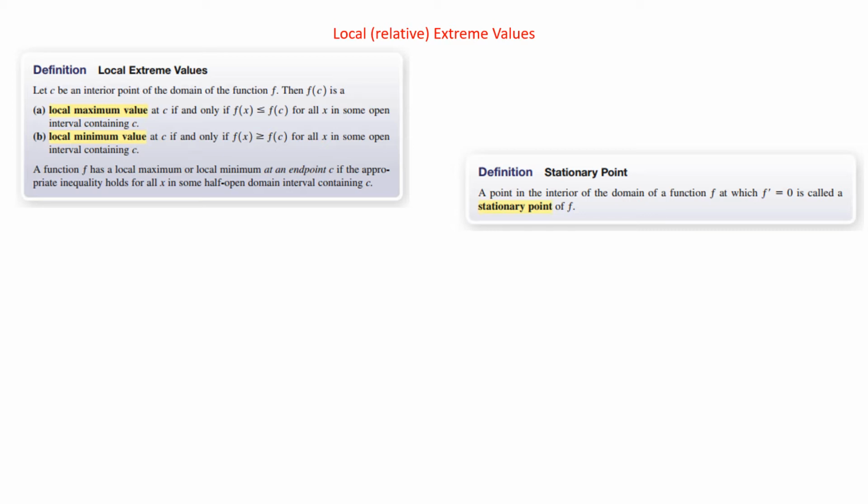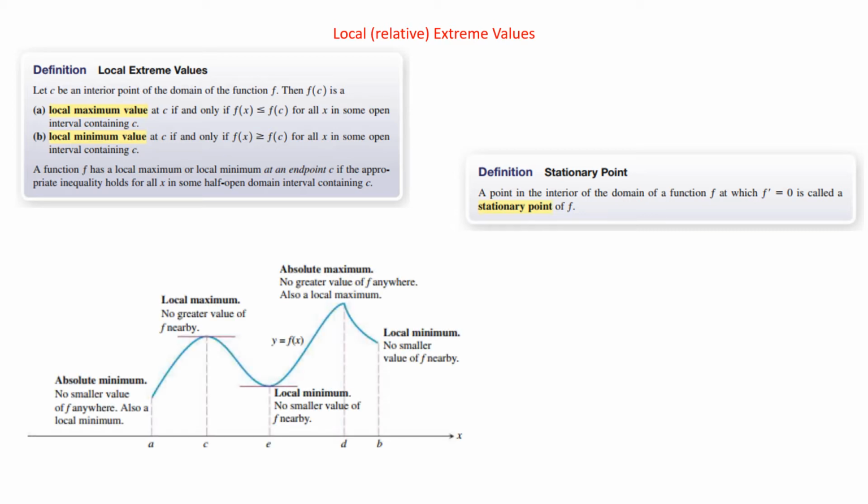A relative minimum would be standing in a valley. It might not be the lowest point on Earth, but everywhere around you is higher. So that's what the local extrema are. So as we're looking at these, here we have a graph. So we're going from A to B.